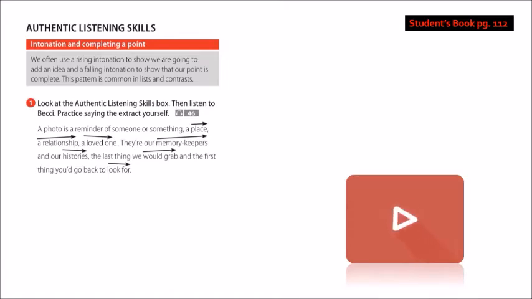It says, a photo is a reminder of someone or something, a place, or a relationship, a loved one. They are memory keepers and our histories, the last thing we would grab and the first thing you'd go back to look for. Okay, so let's go over what she says and let's come back to this.